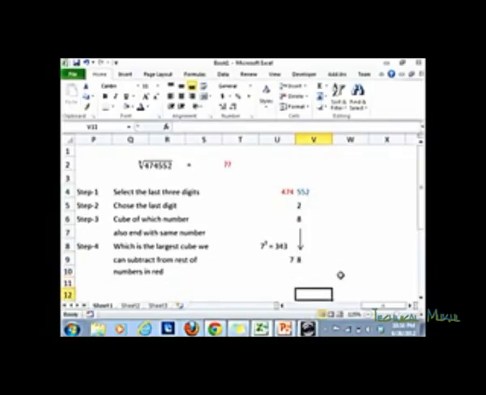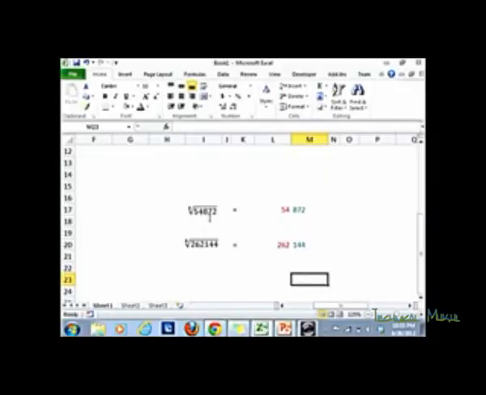Let me give you another example. I have 54872. It can be written as 54 and the last 3 digits, which is 872. The number ends with 2, and 8 cubed also ends with 2. So I will write 8 here.